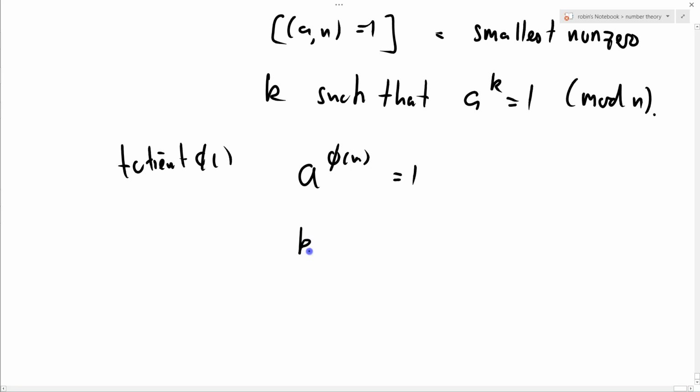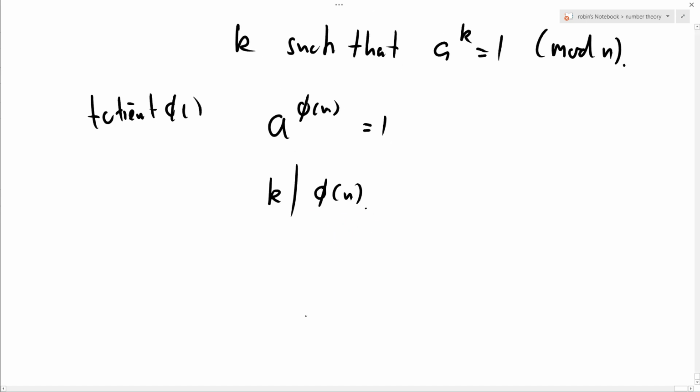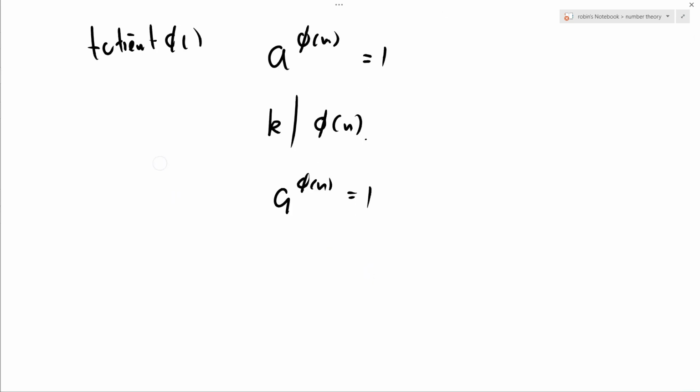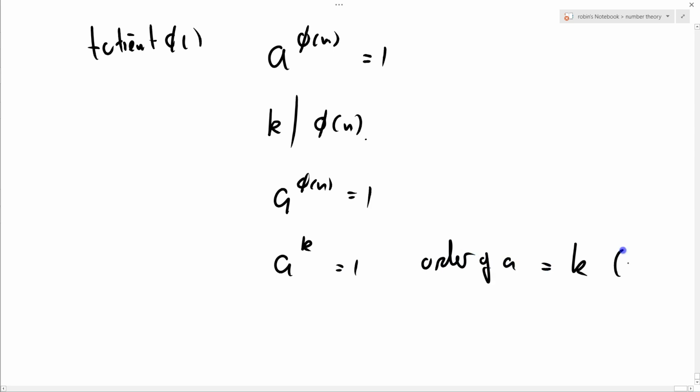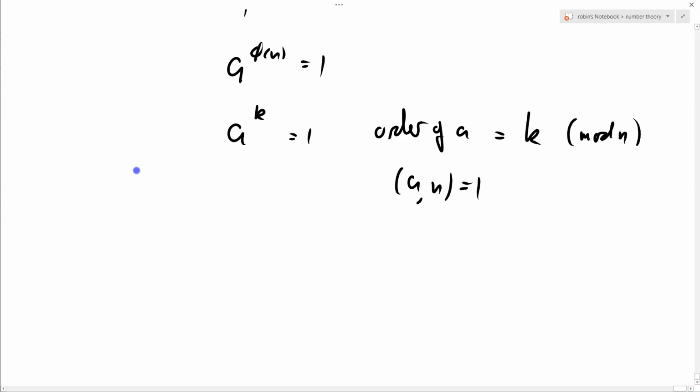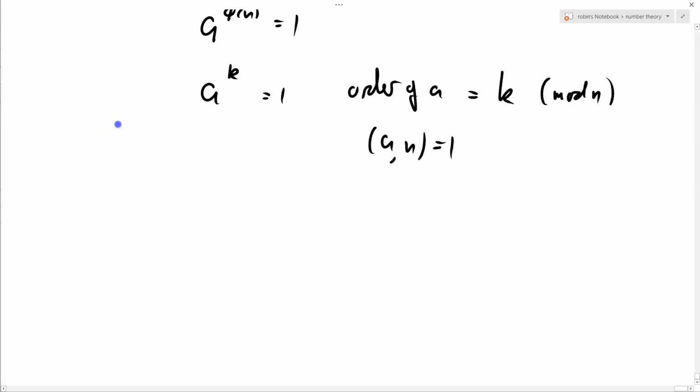So we also proved in the last screencast that k divides phi of n. So we know that A to the power phi of n equals 1, but there might be a smaller value that will do with A to the k equal 1, and then we say that the order of A equals k, everything modulo n, and throughout, A and n are relatively prime. Okay, well let's have a think about this.